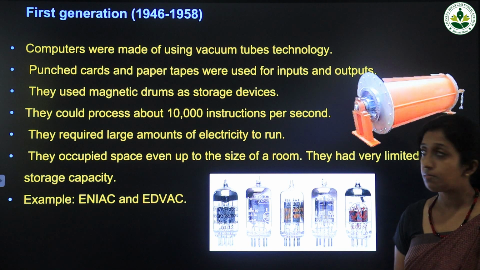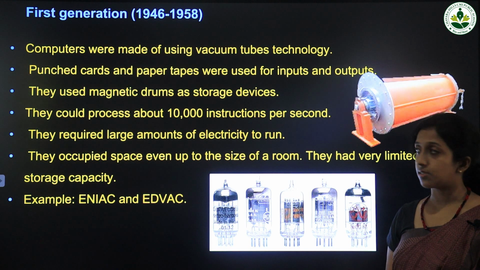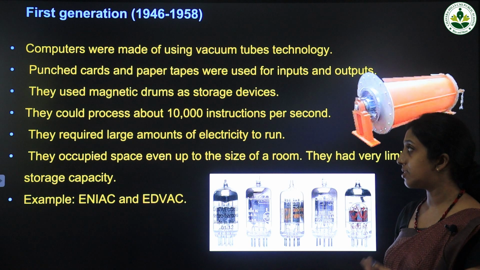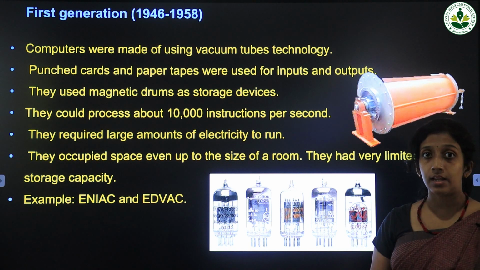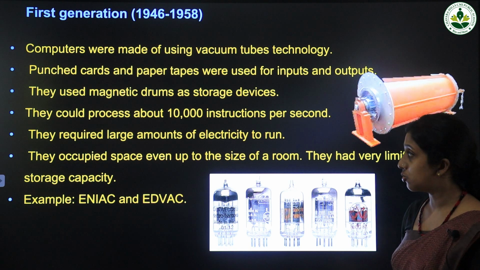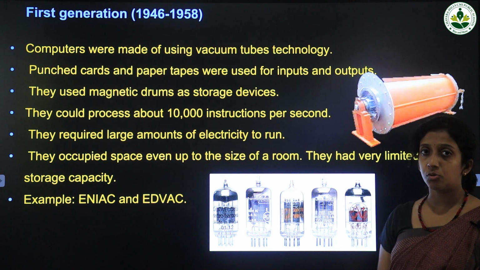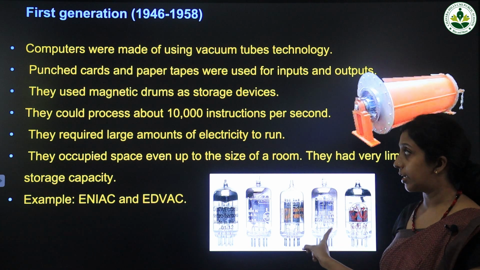They also used magnetic drums as storage devices, and they could process about 10,000 instructions per second. They needed a large amount of electricity to work, and they occupied a lot of space. Examples of the first generation computers were ENIAC and EDVAC.